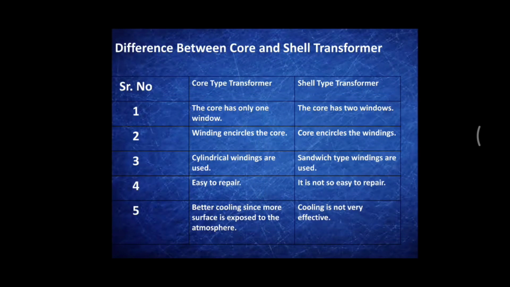Now let us talk about the differences between core and shell type transformers. First of all, in the core type transformer, the core has only one window. In the shell type transformer, the core has 2 windows. Next, in the core type the winding encircles the core, while in the shell type the core encircles the winding. Cylindrical windings are used in the core type, while sandwich type windings are used in the shell type. The core type is easy to repair, while the shell type is not so easy to repair. The core type has better cooling since more surface is exposed to the atmosphere, while in the shell type cooling is not very effective. These are some differences between the core type and shell type transformers.